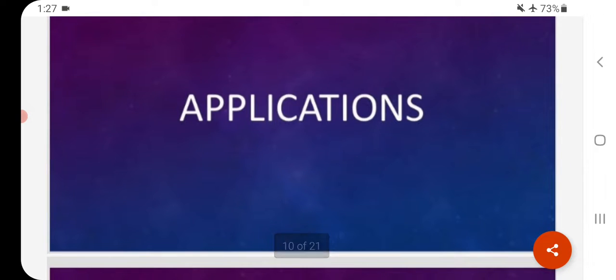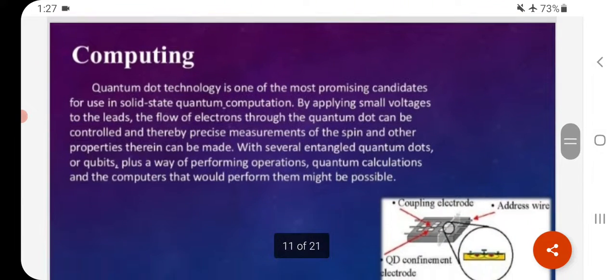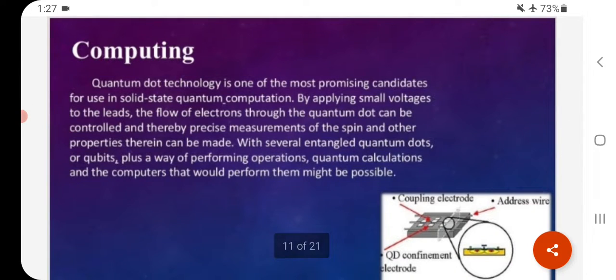Applications of quantum dots. Computing. Quantum dot technology is one of the most promising candidates for use in solid state quantum computation. By applying a small voltage to the leads, the flow of electrons through the quantum dot can be controlled, and thereby precise measurements of the spin and other properties can be made. With several entangled quantum dots or qubits plus a way of performing operations, quantum calculations and the computers that would perform them might be possible.